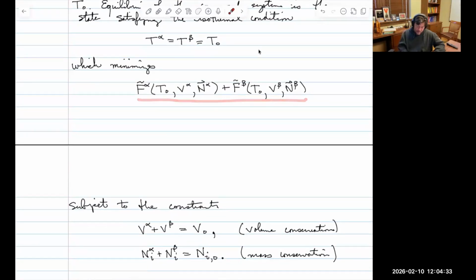So to find equilibrium, we're going to find the variables that minimize this function here. What are the natural variables for this system? Well, T, but that's already fixed for us, then volume, then the number of moles. So once we figure those things out, then we'll know the equilibrium of the system.